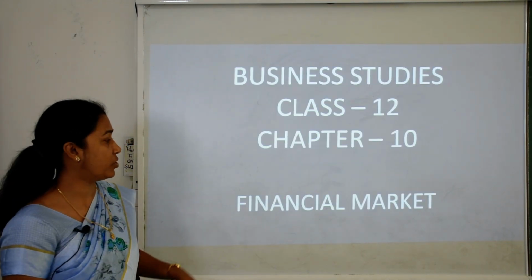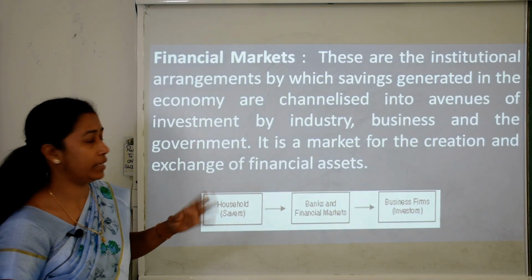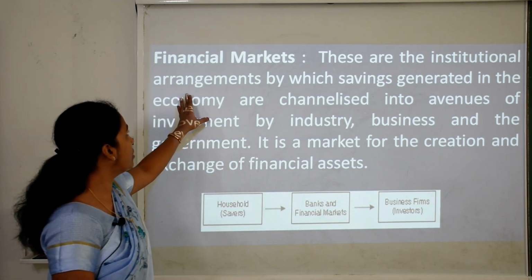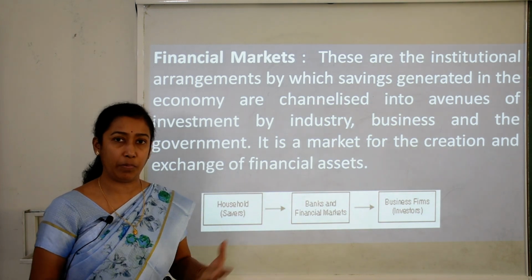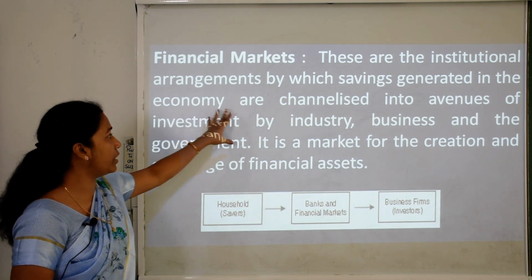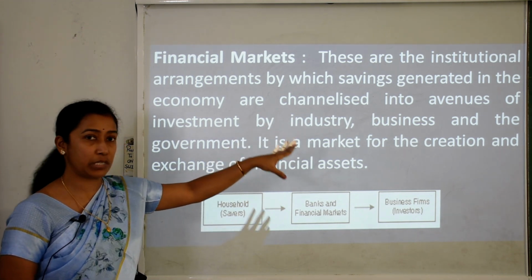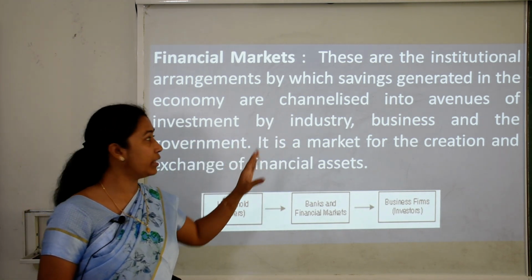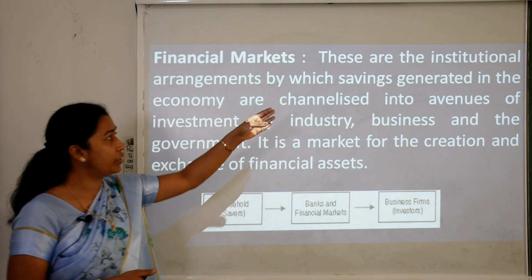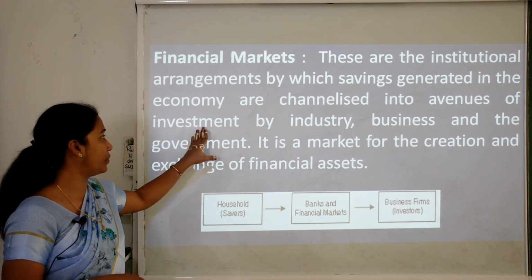Today we will start with chapter 10, that is financial market. In financial market, as the name suggests, last time we did financial management also. These are the institutions. When we talk about market, it is a kind of place or an institutional arrangement by which savings generated in the economy are channelized into avenues or chances of investment by industries, business firms and the government. That means here industries, business firms and government are participating with the purpose of generating savings in the economy and channelizing all these chances of investment.